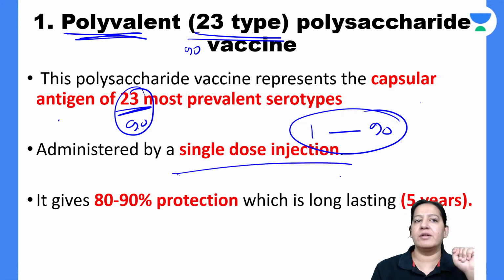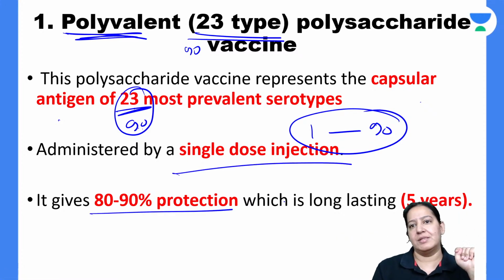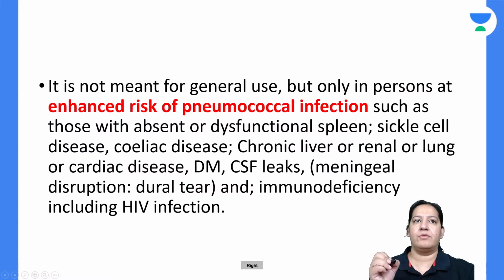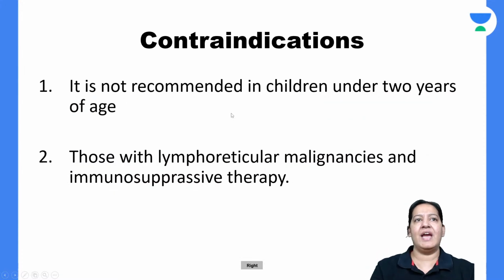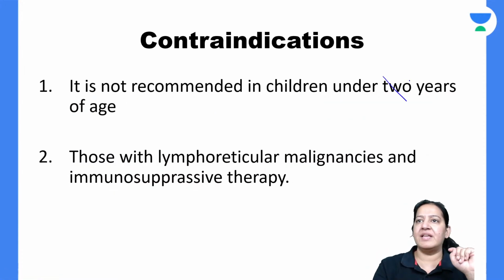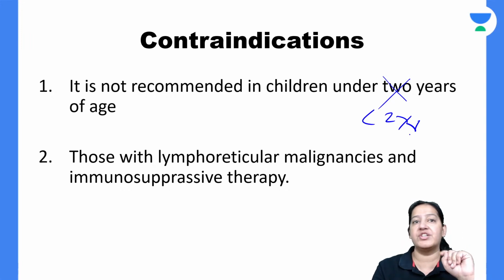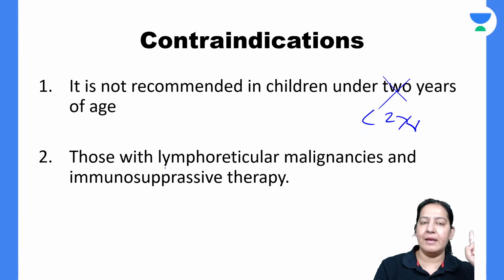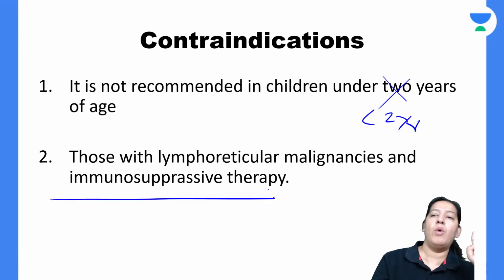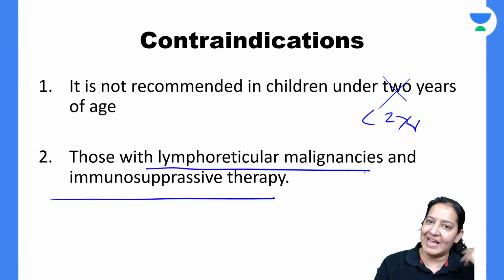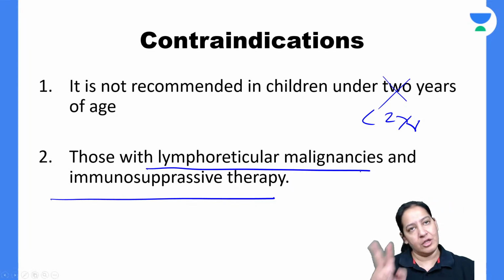A single dose is required for this vaccine. 90% protection is there and the effectiveness is for 5 years. Every 5 years you have to repeat the dose. That is the polyvalent vaccine, the first type of vaccine, right? Number two, contraindication. Don't give the vaccine to those less than 2 years of age. Don't give it to children. Don't give it to children less than 2 years of age. And don't give this vaccine to persons who are on immunosuppressive therapy or who have lymphoreticular malignancies like lymphomas. So those are the two contraindications.